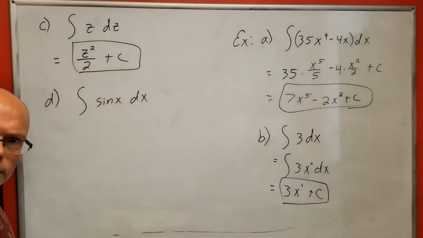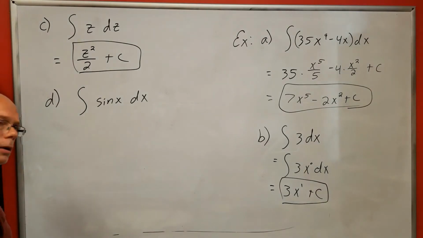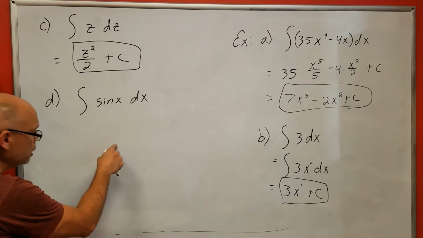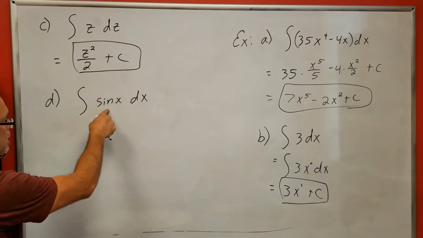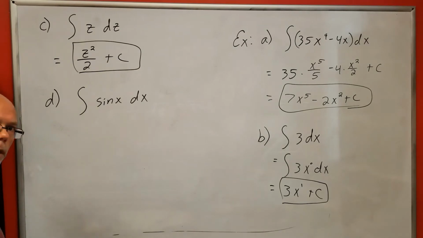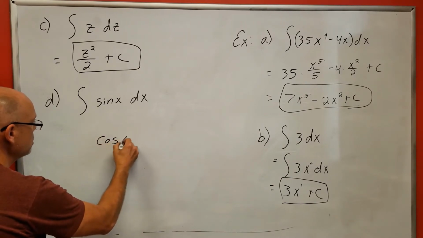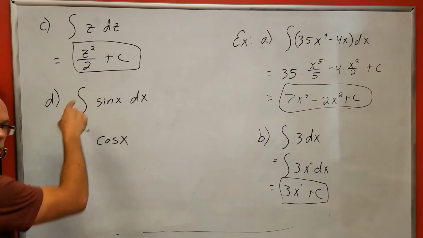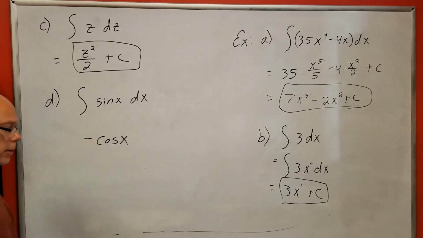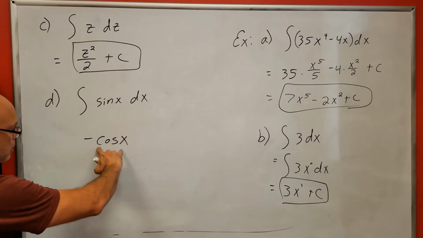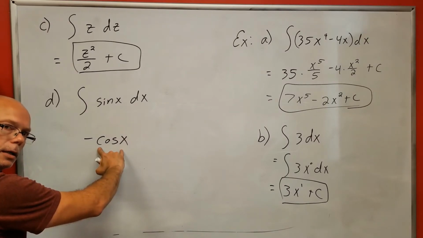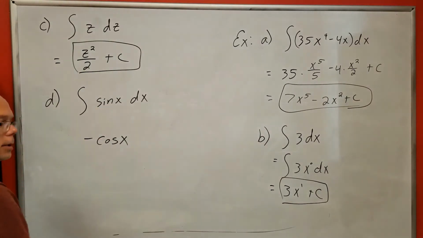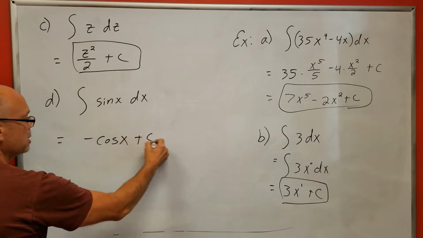What am I looking for here? I'm looking for an antiderivative, right? A way to do this problem is think, what do I take the derivative of? What function do I take the derivative of to give me sine of x? Is it cosine of x? No, if I take the derivative of cosine of x, I get negative sine, not positive sine, right? But what if I put a negative in front of there? What if I take the derivative of negative cosine of x? That'll give me negative negative sine of x, or positive sine of x, which is what I have, but I need my plus c here.